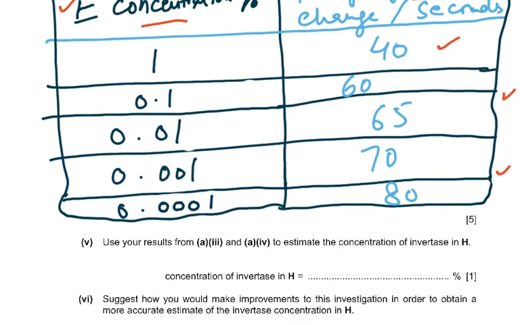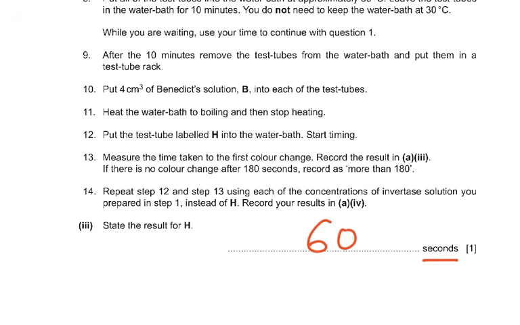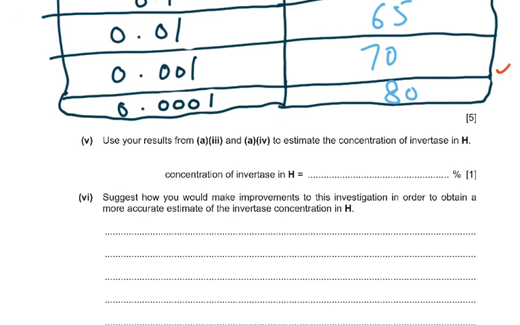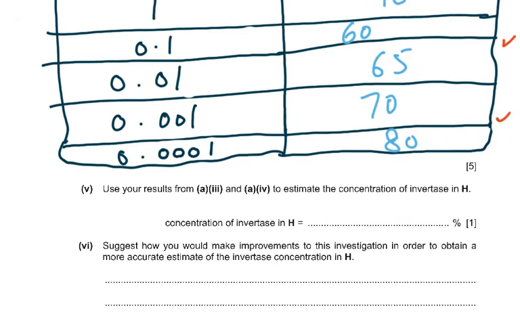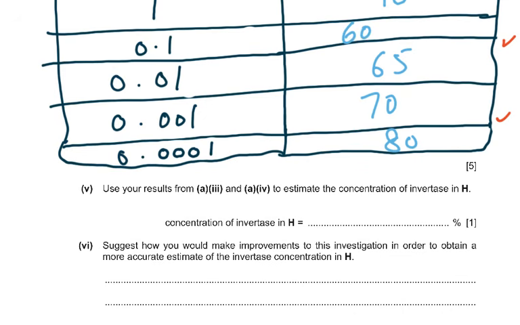Now let's look at the question as we go ahead. It says use your results from A3. Now in A3, if you remember, we said 60 seconds. So if you look at 60 seconds and you look at this table, 60 seconds was for 0.1. So the concentration will be 0.1. Of course, this would be corrected according to whatever the student's readings were. So it's not going to be one answer for it. It could be any answer, but any answer would be correct.